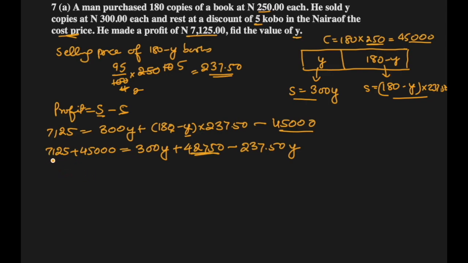So first we can add these two. This will become 52,125, and now this 42,750 comes here, subtracts, and this minus this will be 62.50y. Now we'll subtract this 52,125. I'm doing it mentally. You can try yourself, please.